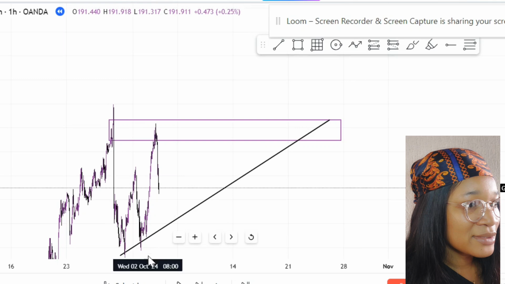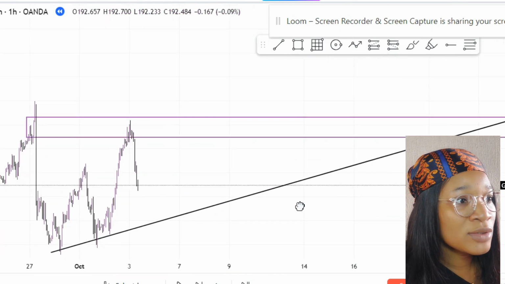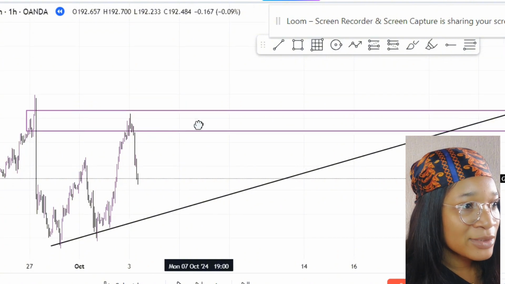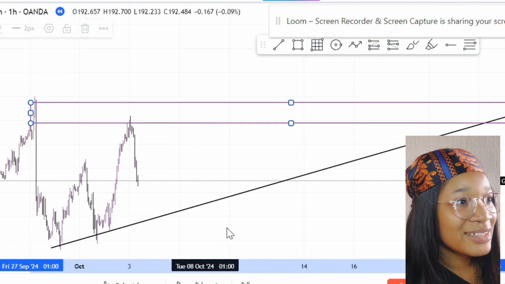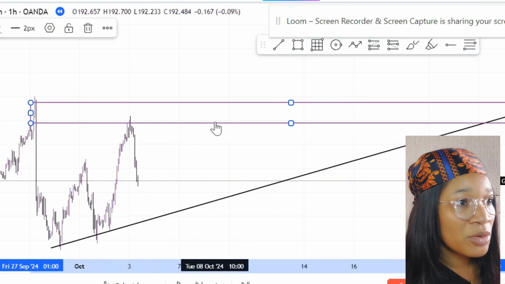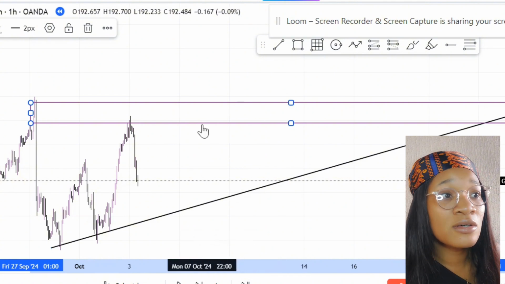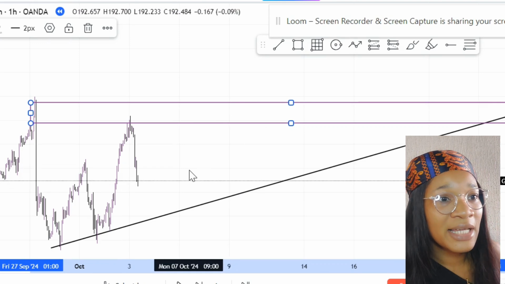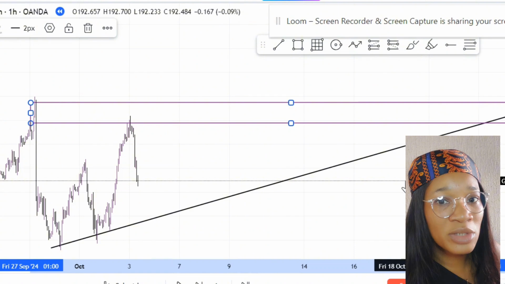Let me expand that. There are traders who do not mind. They will come to this resistance level and take a sell. Come here, take a buy. Come here, take a sell. Come to the support, take a buy. Remember, you're only supposed to be selling at a resistance zone, and then buying at a support, except you're trying to trade a breakout.